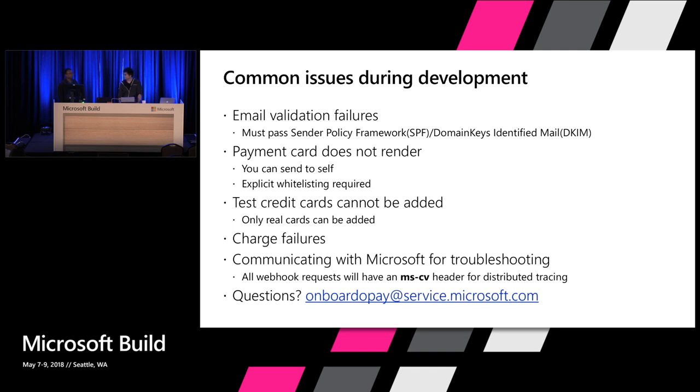The final thing is a note on distributed tracing. Because you are interacting with multiple components, a few components in Microsoft and your webhooks, there is always the case of figuring out where it failed. So for all webhook requests that we send out to your endpoints, we include a header called MSCV. That header contains information that you can provide to us if we need to troubleshoot whether it failed on our end.